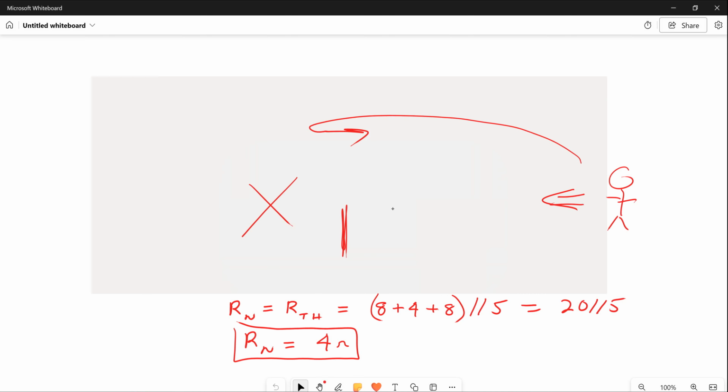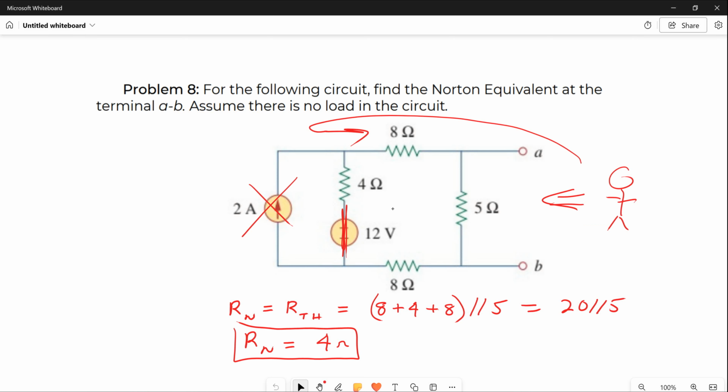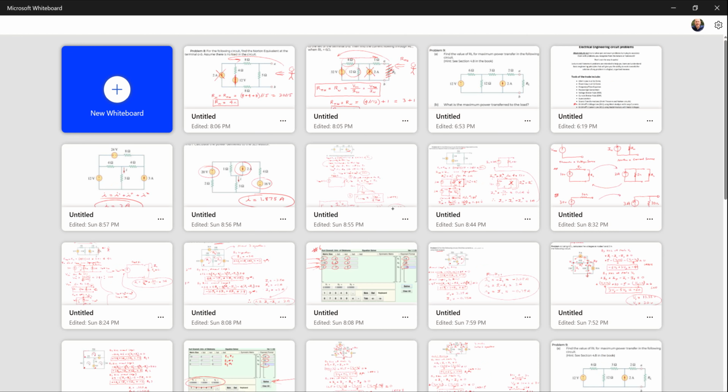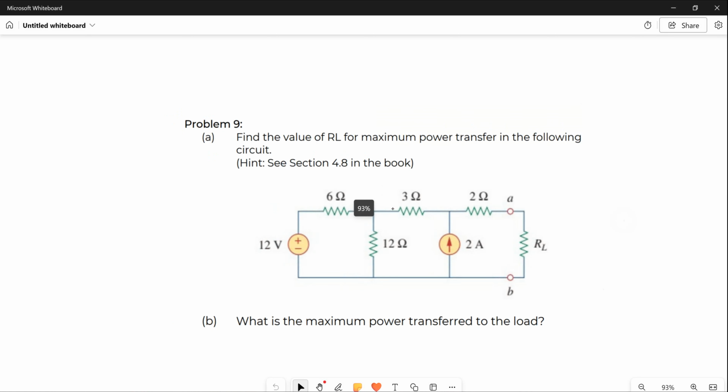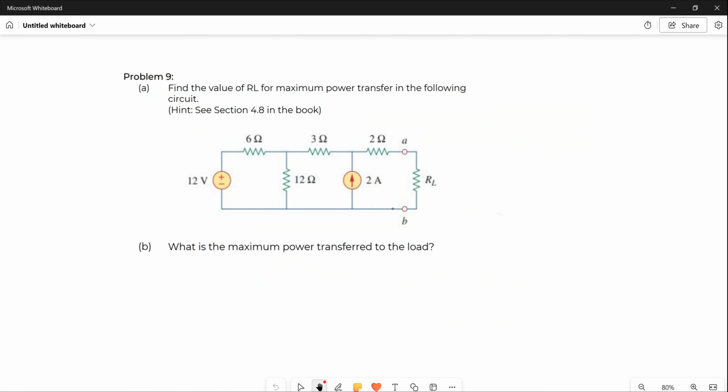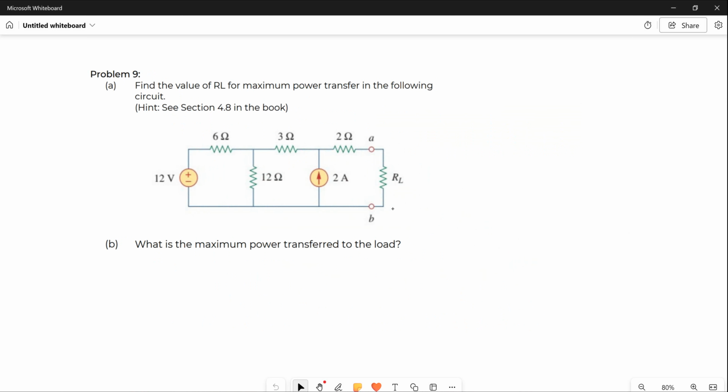Let's say you have a problem that looks like this. Problem number 9, I call it on here. Again, I'm asking for other things here, but it says find the value of RL for maximum power transfer in the following circuit. Well, it turns out that for maximum power transfer from this circuit, if you Theveninize that circuit, you get maximum power when RL is exactly equal to R Thevenin. I talk about that in another lecture.